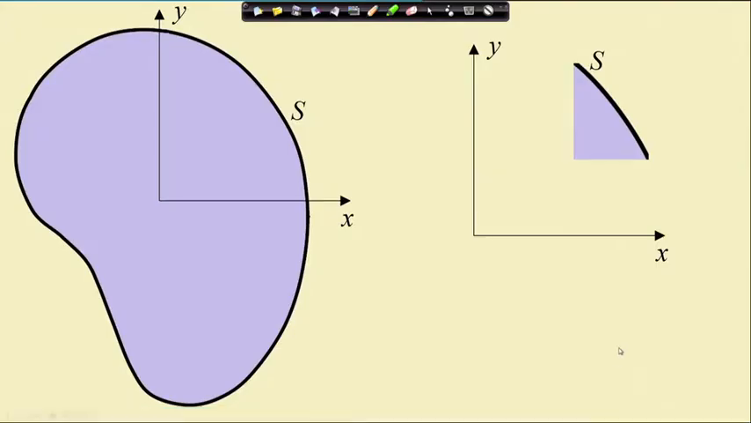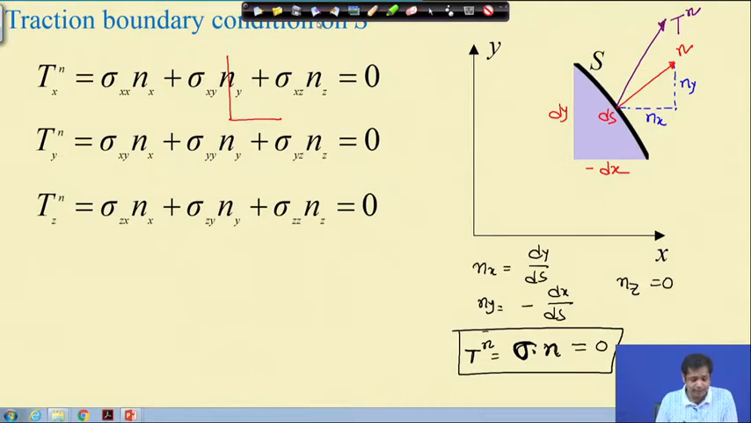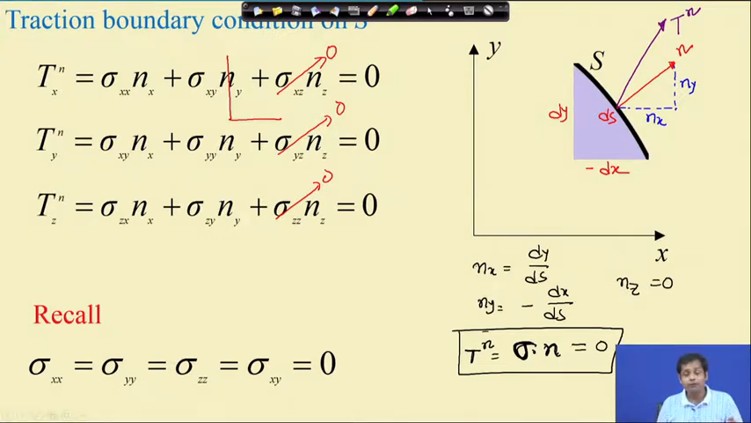If you recall, this is the expression for traction in terms of stresses, and from this we have nz equal to 0. Since nz is equal to 0, all these terms we can straight away make 0. In addition to that, recall that in the last class we discussed that for the chosen displacement field, these stress components are 0.